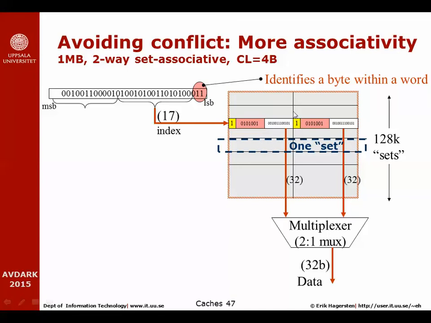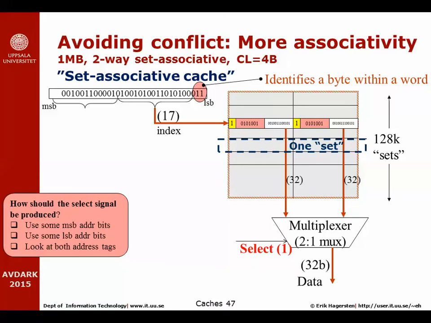So now we have one cache line identified to the left and one cache line identified to the right. We have a multiplexer at the bottom, and the job of the multiplexer is to choose lefty or righty. The question is, how should this select signal be produced? We need a single bit that chooses left or right, but how can we know which one to choose? And that's the next question to you to figure out. Should we use the MSB part? Should we use some of the LSB parts of an address? Or do we have to look at both address tags to determine left or right? And that's exactly what we need to do. We have to look at the address tag to determine that.